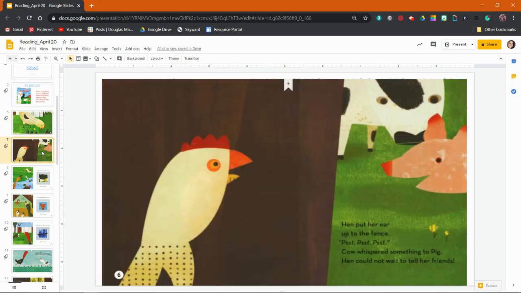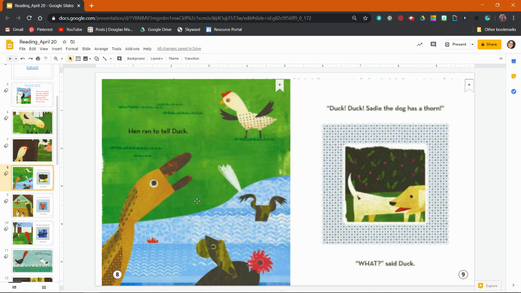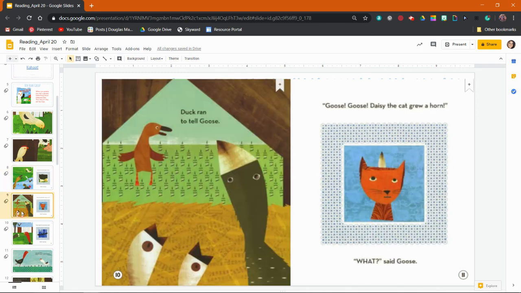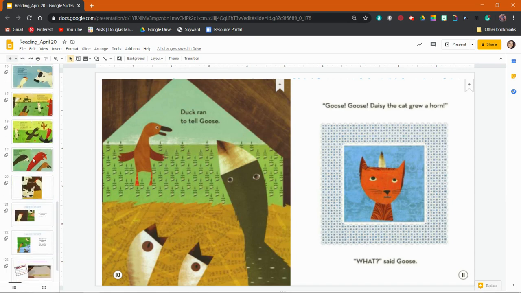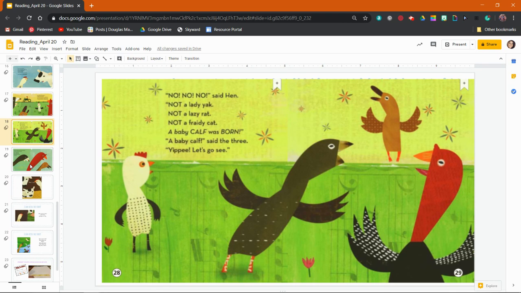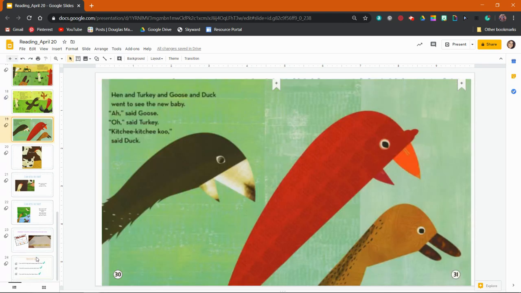Because she was very excited to go tell what she heard. So when she went to tell Duck, did she tell him what Cow had actually said? No, she told Duck the wrong thing. And then when Duck went to tell Goose, that was something totally different too. So as everyone passed the story along, the story changed. And at the end, when they were all talking and coming together, they were all a little bit confused because none of them had said what the other person told their friend. So that gets a little confusing.